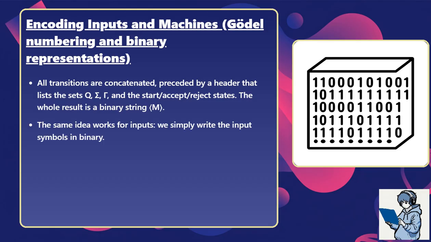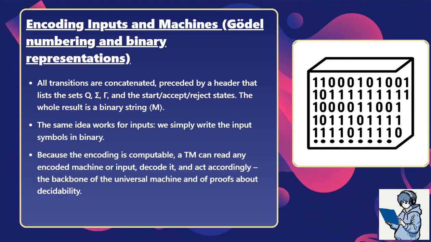The same idea works for inputs. We simply write the input symbols in binary. Because the encoding is computable, a TM can read any encoded machine or input, decode it, and act accordingly. This is the backbone of the universal machine and of proofs about decidability.